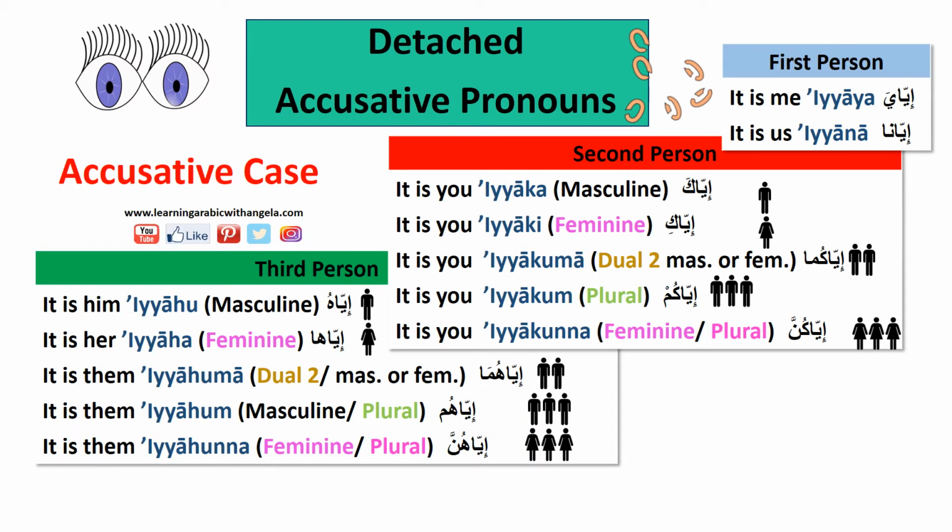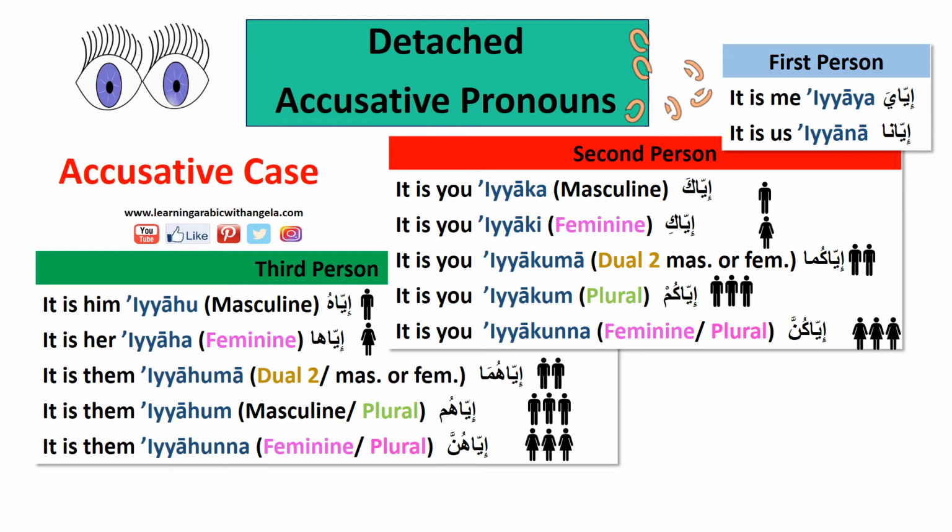And now we've reached the part about detached accusative pronouns, and as the name suggests, they're always in the accusative case. And they can be translated as follows. إيايا, it is me. إيانا, it is us. إياك, it is you for the masculine.